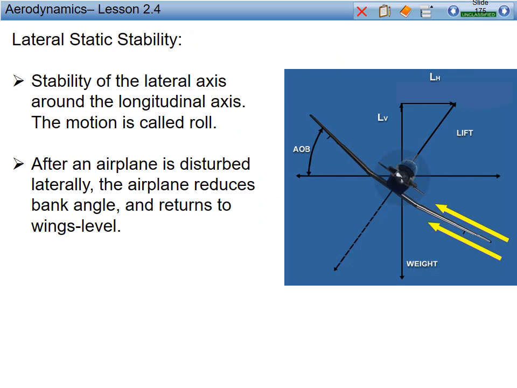Lateral static stability. Lateral static stability is the stability of the lateral axis around the longitudinal axis. Resistance to the roll motion is lateral static stability. After an airplane is disturbed laterally, the airplane reduces bank angle and returns to wings level if the airplane has positive lateral static stability.